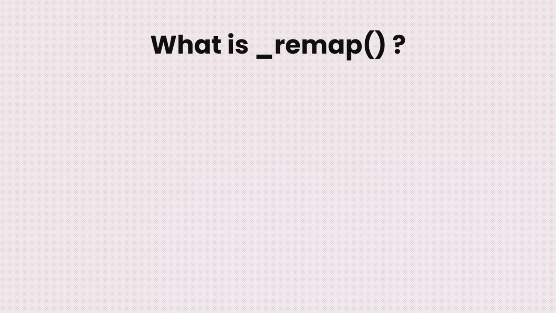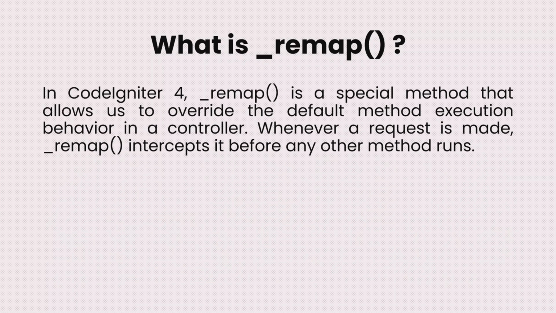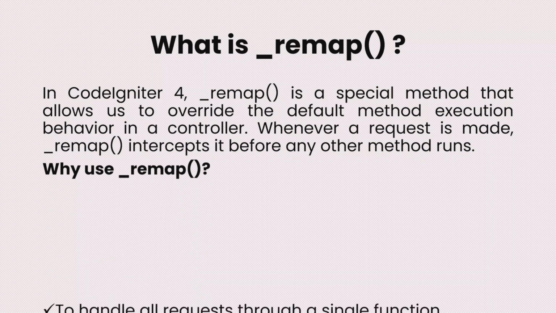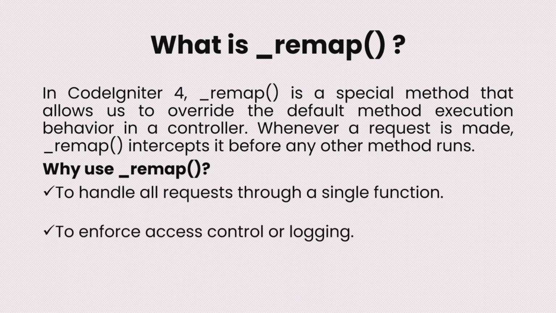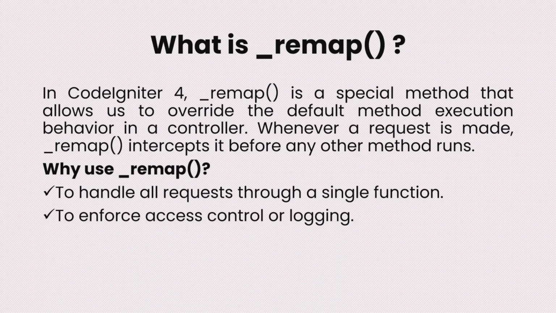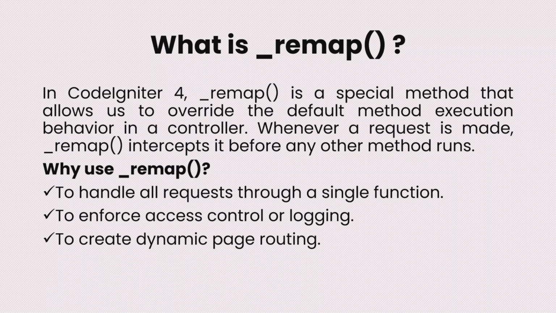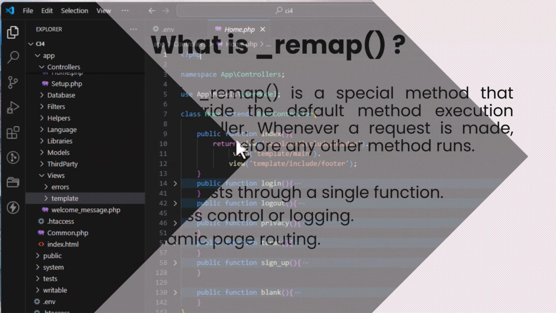What is Remap? In CodeIgniter 4, Remap is a special method that allows us to override the default method execution behavior in a controller. Whenever a request is made, Remap intercepts it before any method runs to handle all the requests through a single function, to enforce access control or login, or to create dynamic page routing.